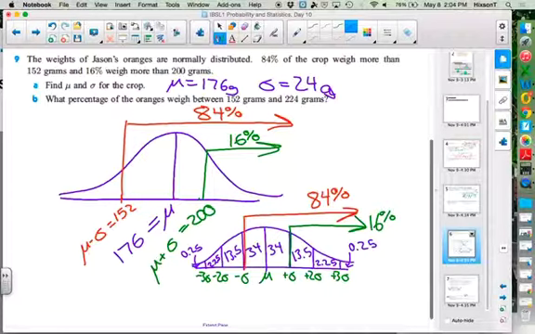So now, what's the percentage that go between 152 and 224? Well, I've got to go another standard deviation to the right here to get to 224. So now I've got this 34, and the 13 and a half. 81 and a half. 81.5%.